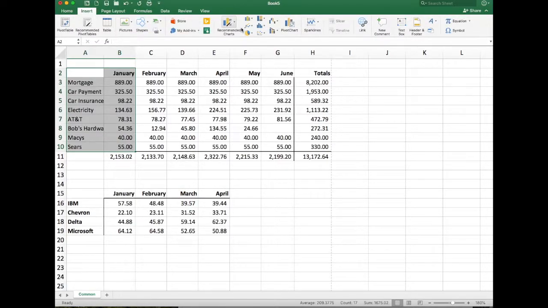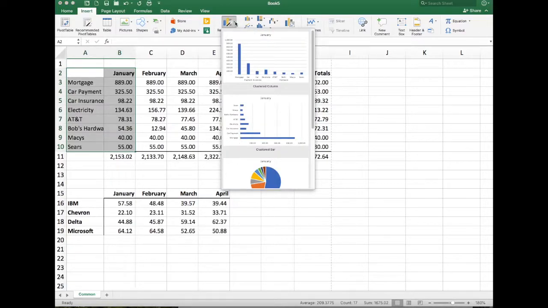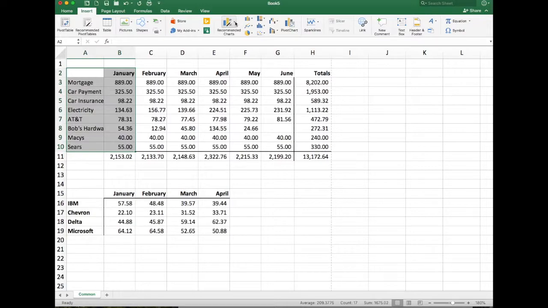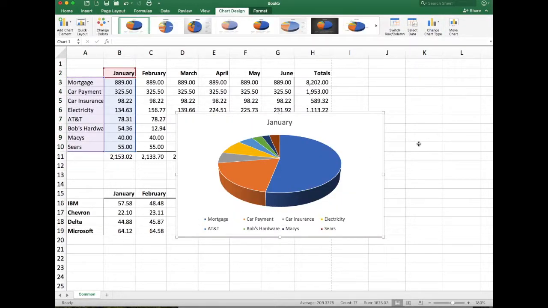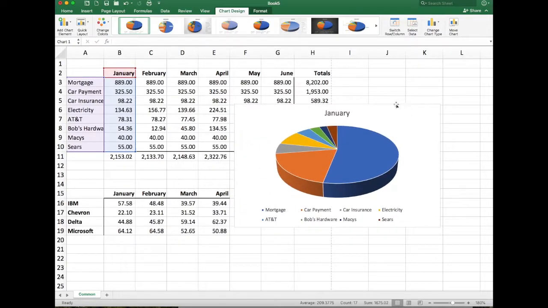And now in this middle section here, I have all of these different charts. There's recommended charts. They're suggesting a pie chart purely and simply because it is a single piece of information. But I'm going to go down here to the pie chart one, and now I can just do a regular pie chart, or I can do a 3D pie chart. I'm going to choose that one just because it's interesting. So, boom, there is my 3D chart.